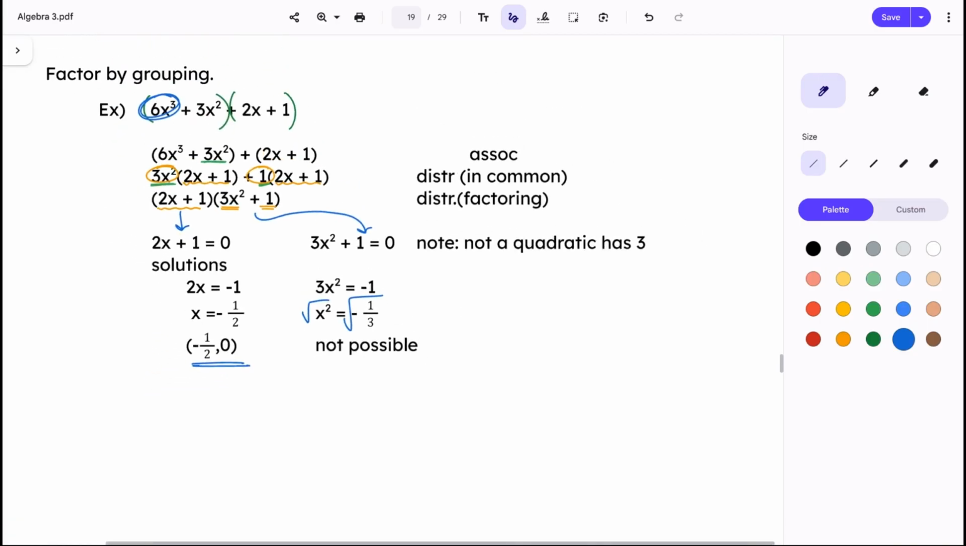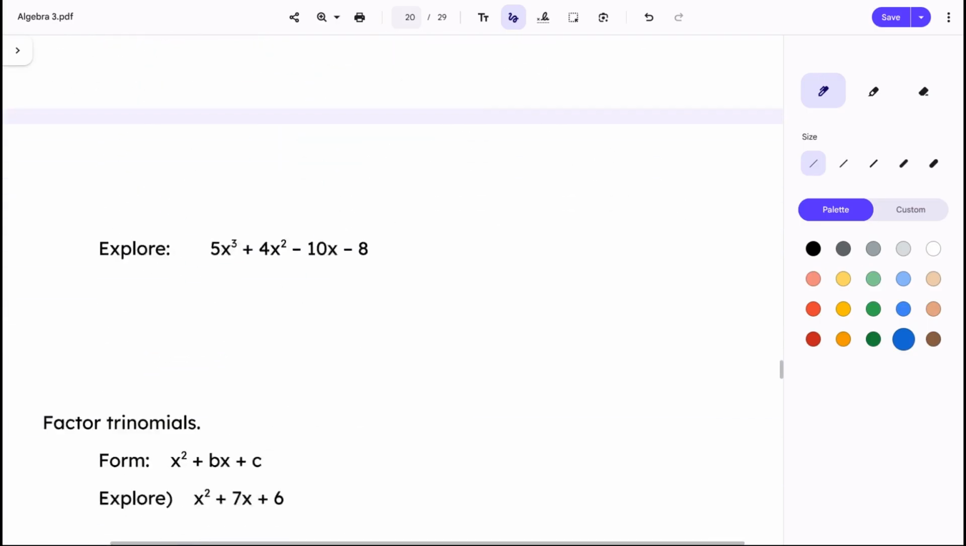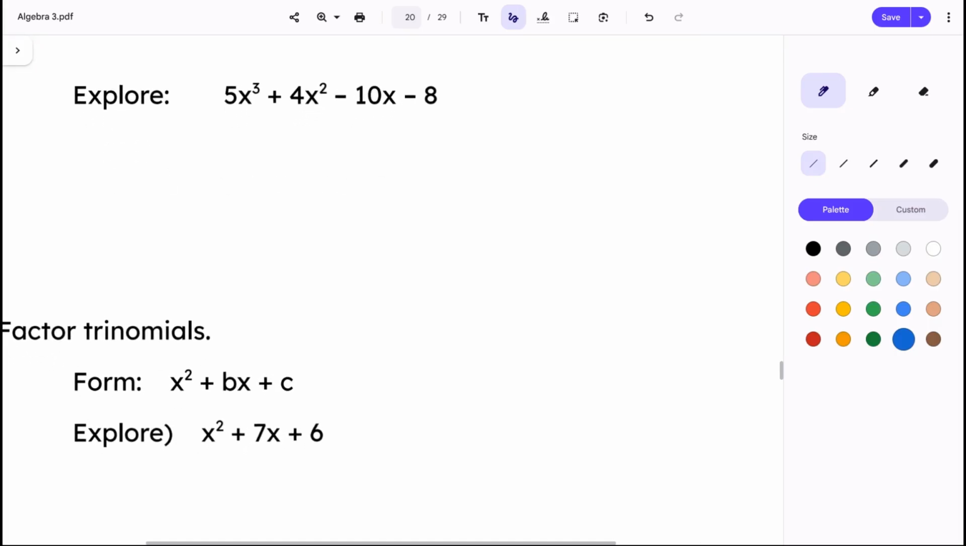Okay, so I kind of walked through that whole thing. What I want you guys to do is take a couple minutes and try to do this problem by yourself.